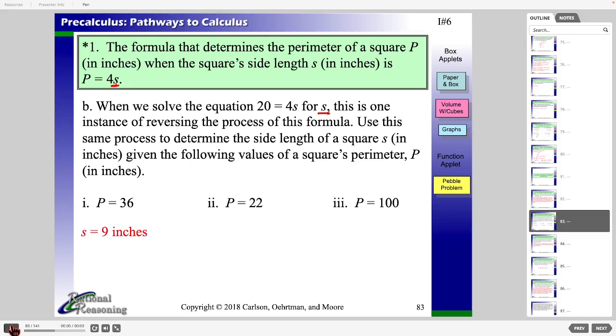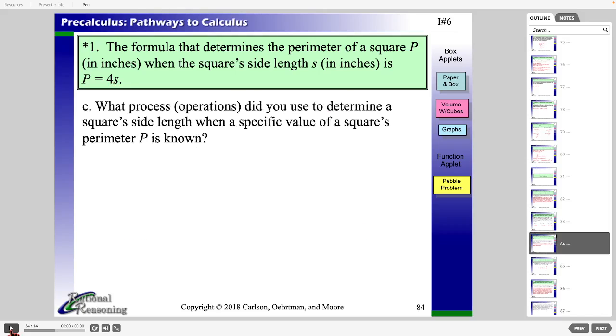So let's work through a few of these. 36 divided by 4 is 9. 2.2 divided by 4 is going to be what, like 5.5 inches. 100 divided by 4 should be 25 inches. Reverse process. Read through that. What did we do? We used division instead of multiplication.